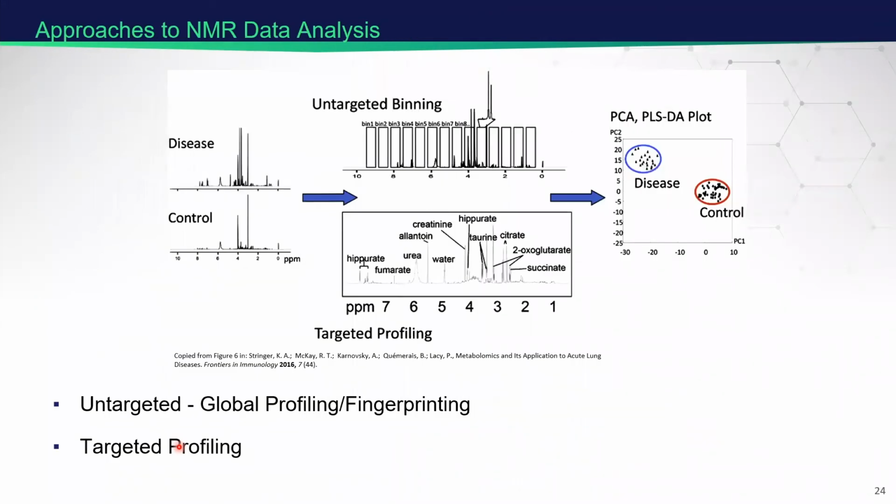So when it comes to approaches to NMR data analysis, like many of the other approaches that have been presented, we have untargeted approaches or targeted approaches. In an untargeted approach, you would basically divide that spectrum of chemical shifts into various regions and perform statistical analysis to see where significant changes in particular regions are occurring. That's opposed to targeted analysis, where you'd be identifying individual metabolites and their concentrations, and then performing analysis on that.